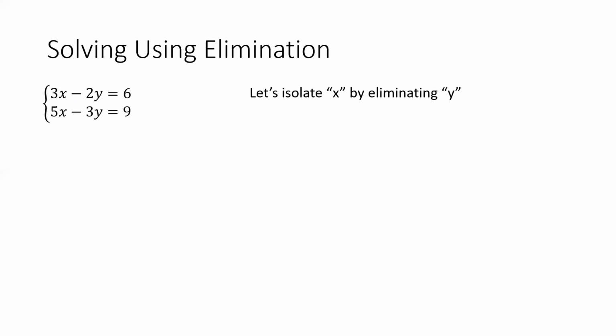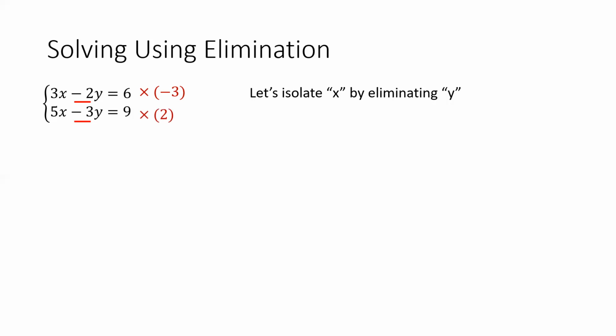If I'm trying to isolate x by eliminating y, I look at the coefficients in front of my y's in both equations. That gives me information on how to eliminate y. Specifically, I take the bottom equation's coefficient, that -3, and multiply the entire top equation by -3. And on the bottom, I'm going to multiply by +2.